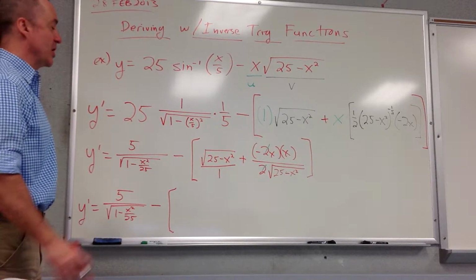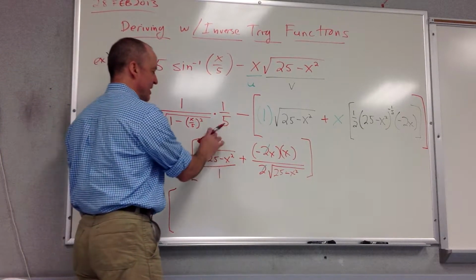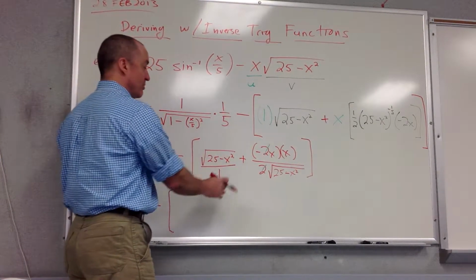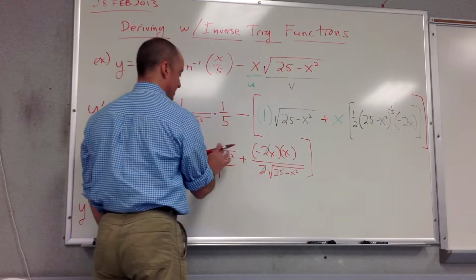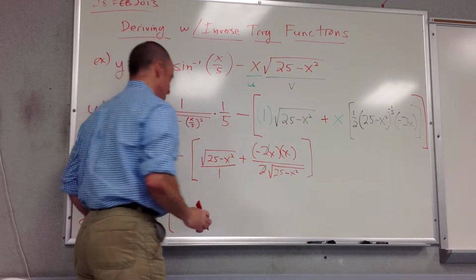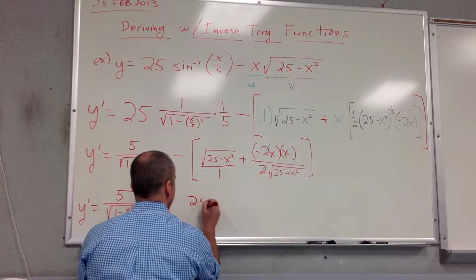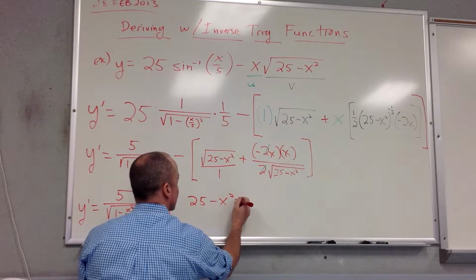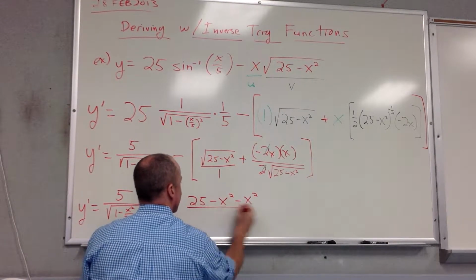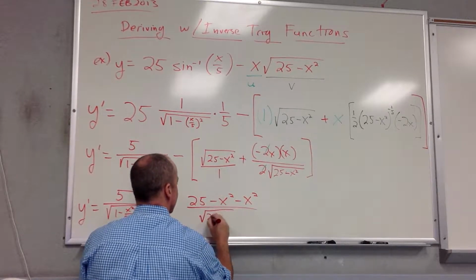Same result. I don't want you to think you can make an equivalent fraction by squaring. But you would multiply top and bottom by root 25 minus x squared. Then that would just make it 25 minus x squared, minus x squared, all over 25, root 25.